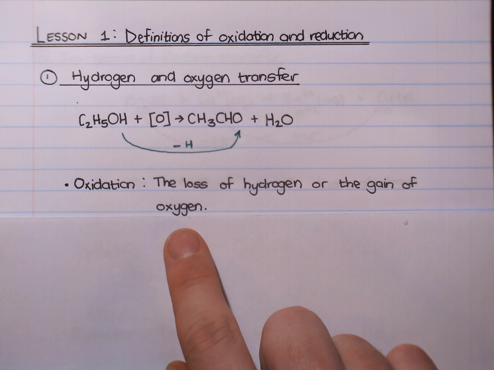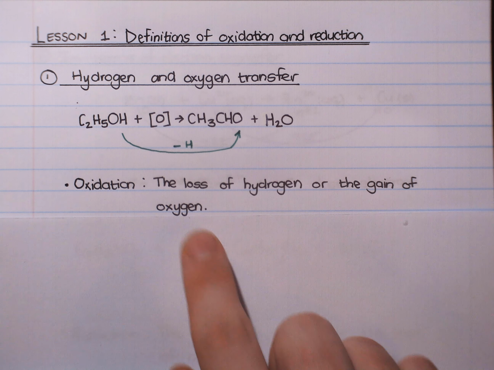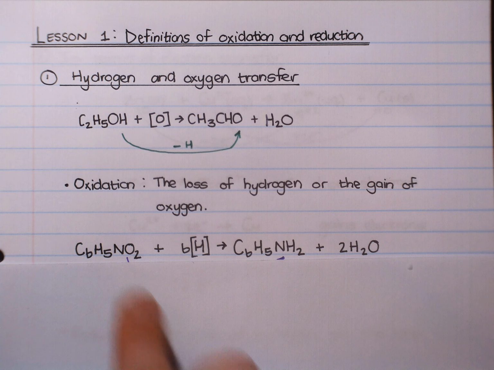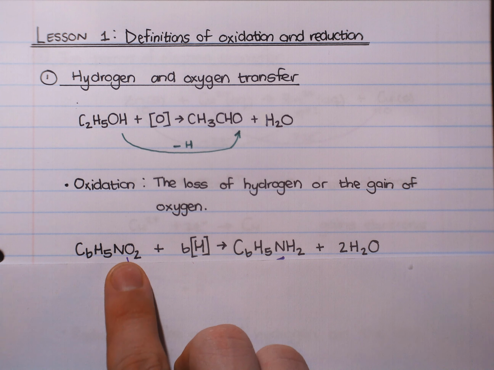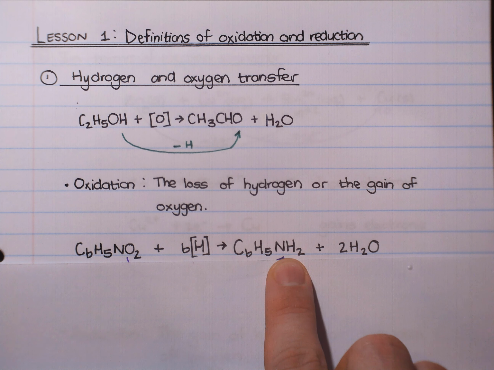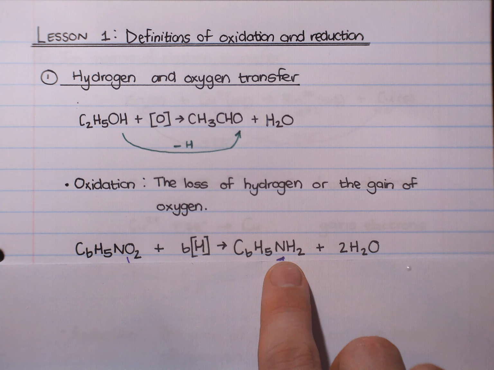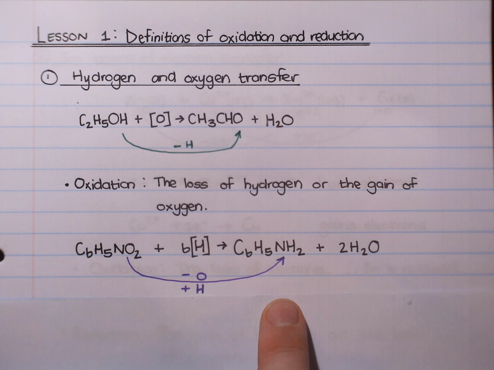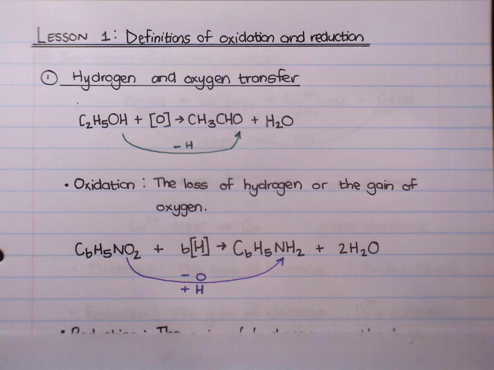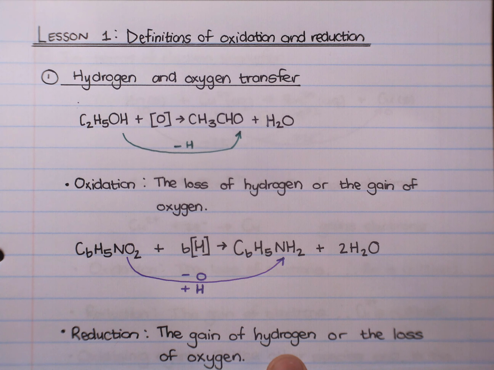the gain of oxygen. If we observe a second reaction, we will see that this species over here has 2 oxygen atoms, whilst on the product side, it has been replaced with 2 hydrogen atoms. So in other words, here we have the gain of hydrogens or the loss of oxygen atoms. Therefore, reduction is then defined as the gain of hydrogen or the loss of oxygen.